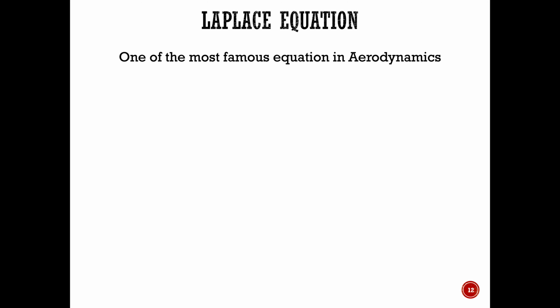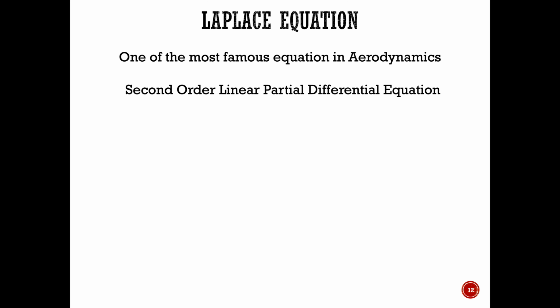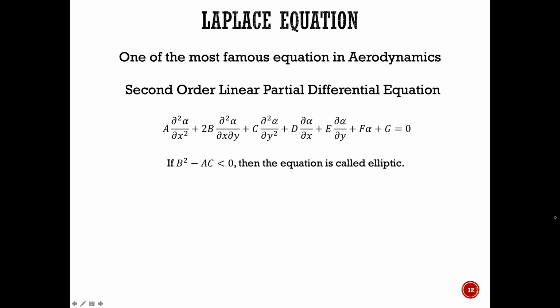It's a second order linear partial differential equation. What that means is that this is a second order partial differential equation, and it's also elliptic in nature. It's not that complicated to understand this equation, and you will see why it's linear. Take for example f double prime of x, that's basically the second order derivative of the stream function, equal to 0.